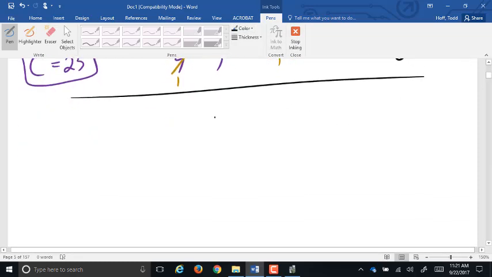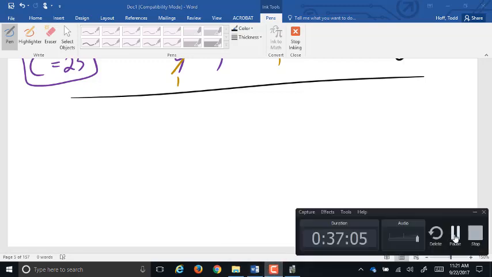Okay, it is time for a break. It is 11:21. Let's come back at 11:31. We'll look at a couple more examples of rearranging the formulas, and then we'll move on.